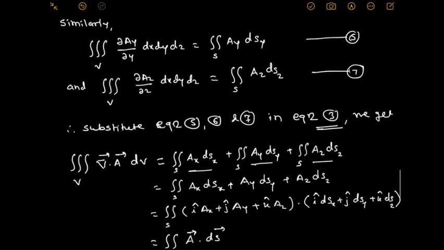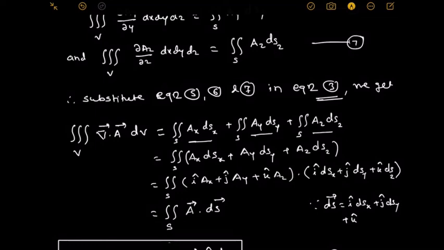Now we have to simplify this. Taking the surface integral as common, we write inside the bracket Ax dsx plus Ay dsy plus Az dsz. Now how do we get that term? If we take the vector point function A dot the small surface element vector ds, what is vector ds? It is unit vector i dsx plus unit vector j dsy plus unit vector k dsz. Hence this expression we write in the form of vector A dot vector ds.